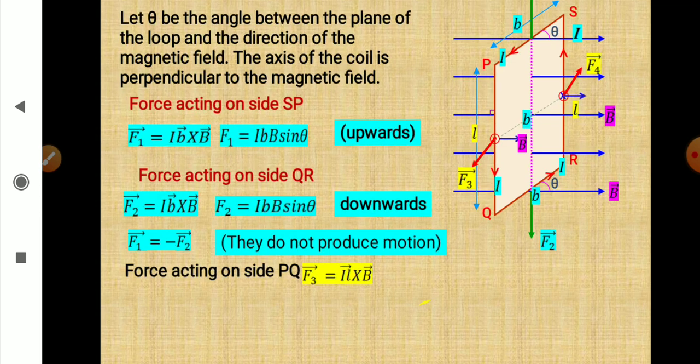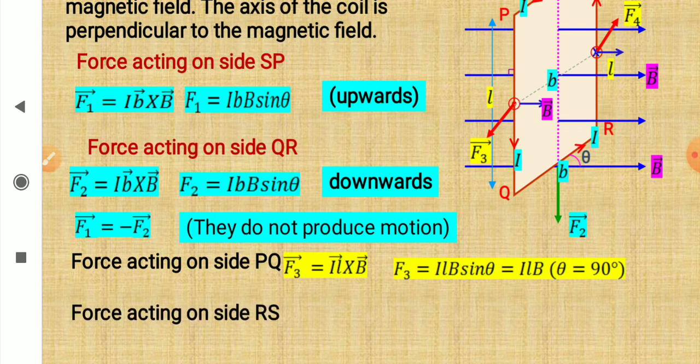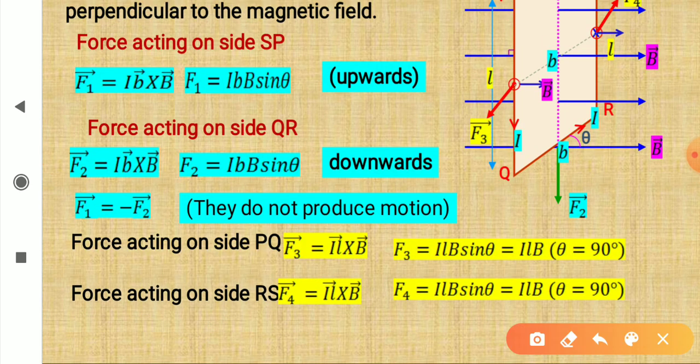So relation for force acting on side PQ, that is F3, is equal to I L cross B, and here I L B sine theta, and the angle is 90 degree. So it is just ILB. Force on side RS is I L cross B again, and its magnitude is I L B sine theta, and theta is 90 degree. So the magnitude is ILB in both the cases, right? Now F3 and F4 are also equal and opposite only, but they have different line of action. See, they are equal and opposite here. I can show you.